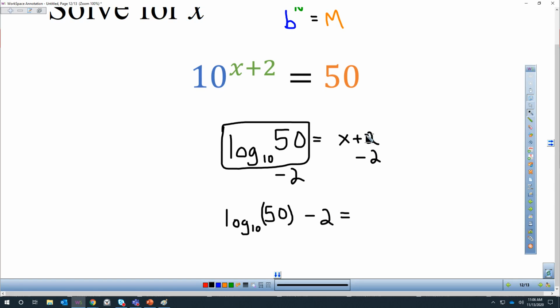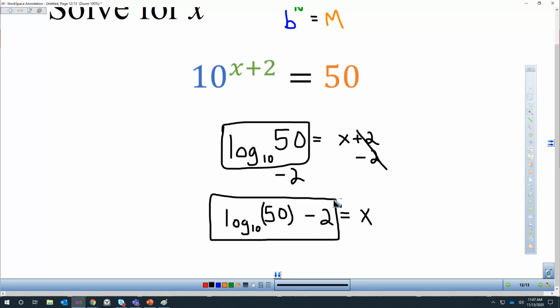and then subtract 2 from whatever that is. Now over here we've added 2 and subtracted 2, so x plus 2 minus 2 is going to be just x. So those are gone. And we have x equals this, log base 10 of 50 minus 2. And you can type that in your calculator as is, and it'll tell you what your answer is.